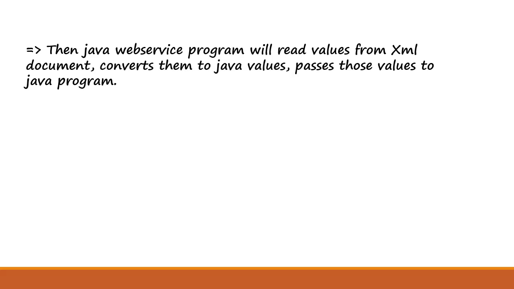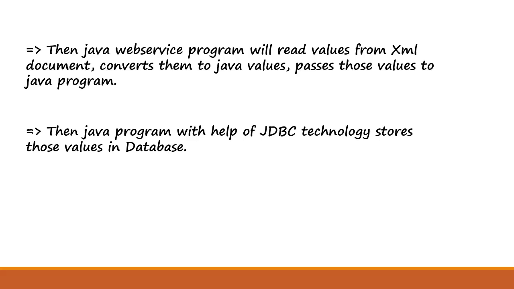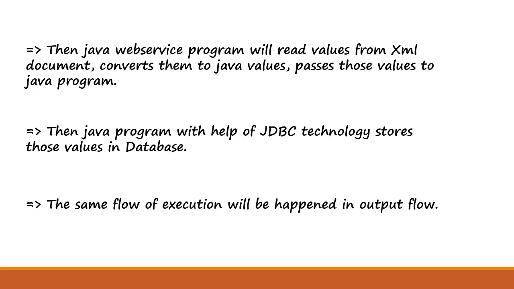Then the Java web service program will read values from the XML document, convert them to Java values, and pass those values to the Java program. Then the Java program, with the help of JDBC technology, stores those values in the database. The same flow of execution will happen in the output flow.